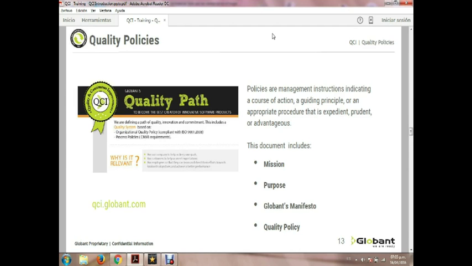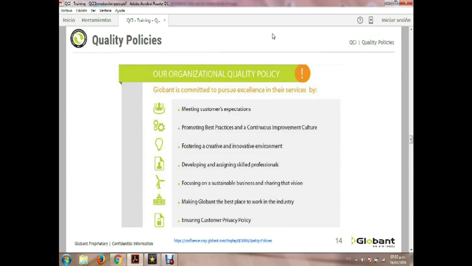In all organizations, quality policies and quality objectives are defined, ensuring that all aspects of each policy have an associated quality objective and a method and tool to measure it. Let's see now the details of the quality policies of the company, which are aligned with Globant's manifest.